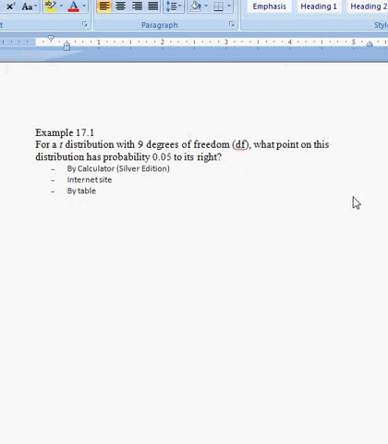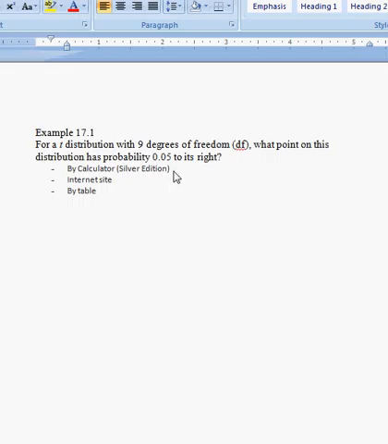Alright, I'm going to do example 17.1. Here we're looking for a t critical value. The question is, for a t distribution with 9 degrees of freedom, what point on the distribution has probability 0.05 to its right? I'm going to do this 3 different ways.